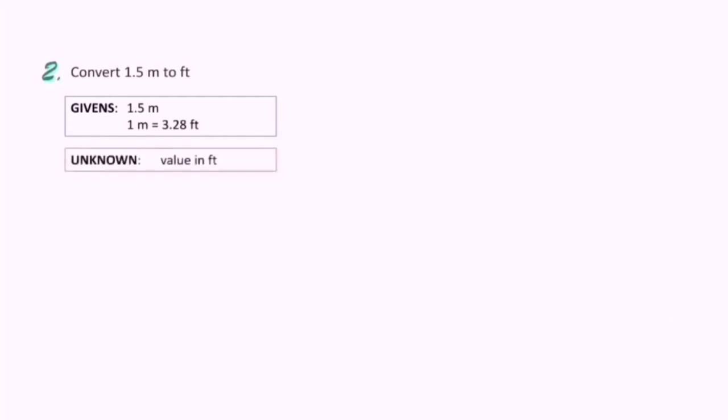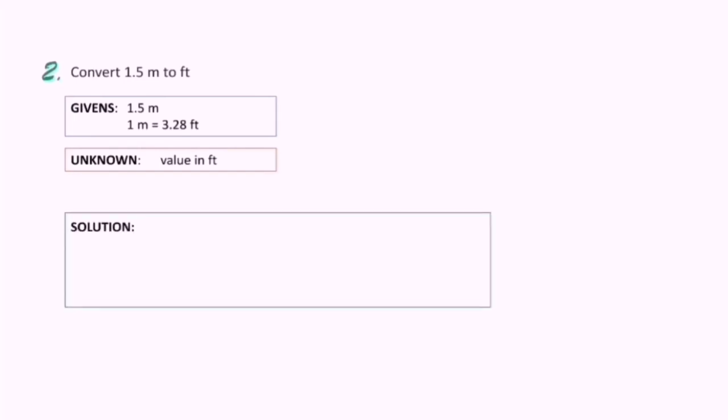Okay, item number 2. Convert 1.5 meters to feet or foot. You have there 1.5 meters in the metric system, and foot or feet, which is from the English imperial system. So your givens are the following. So I'm going to give you the table of equivalence for meter to foot, meter to feet, for your reference, of course. And I'll be giving you a moment for you to do the conversion. So you have there the following unknown. You have to convert the value to feet.